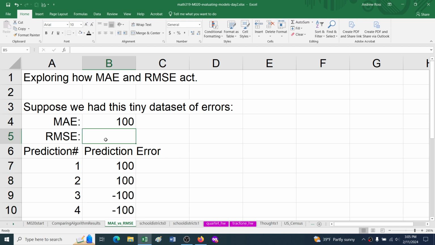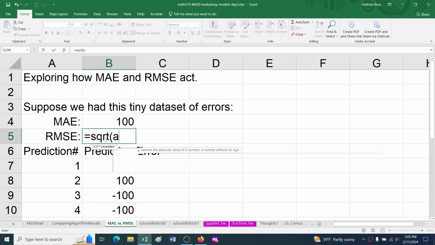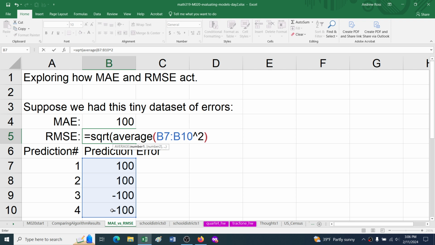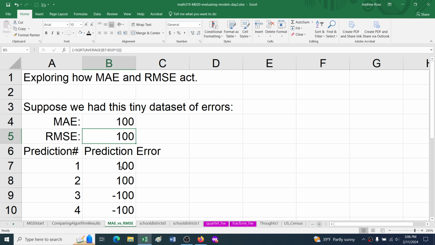How about the root mean squared error? Let's do square root, average, and then these squared. What do you think that's going to be? We'll hold control shift and do enter. And we get 100, because if you square each of these, you get 100 squared four times, because the minus sign disappears. The average of 100 squared four times is 100 squared. Take the square root, you get 100. Not a big surprise.